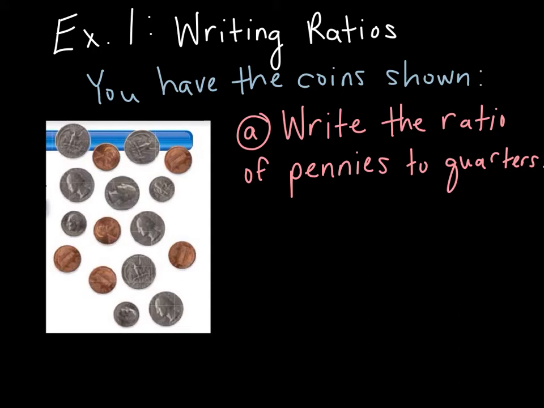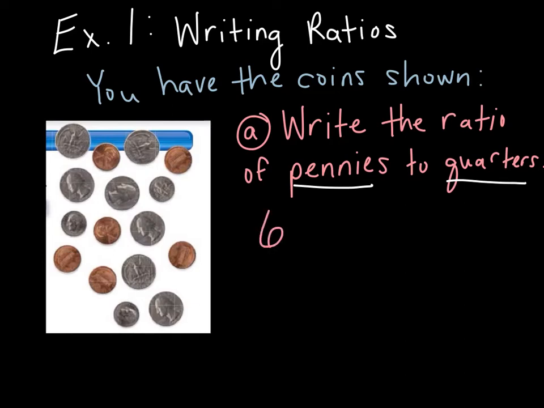In example 1, we're going to be writing ratios, and they give us an example with some coins here, and they say you have these coins that are shown, and they first, for part A, want us to write the ratio of pennies to quarters. So if we look over here, again, we've got to make sure that we keep them in this order: pennies first, quarters second. So we can count here, and we can see we've got 1, 2, 3, 4, 5, 6 pennies. So that would have to come first.